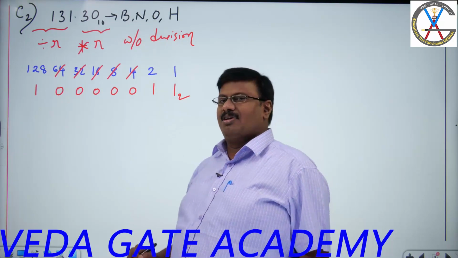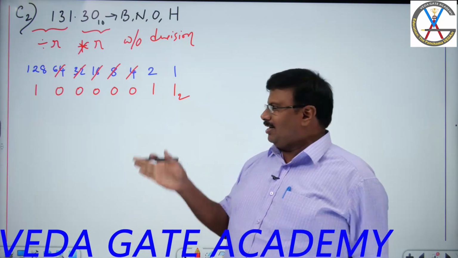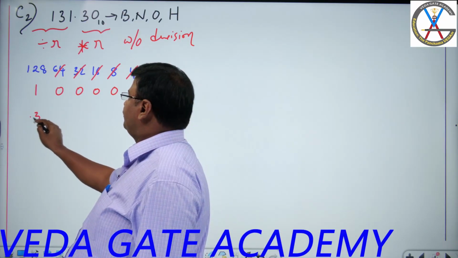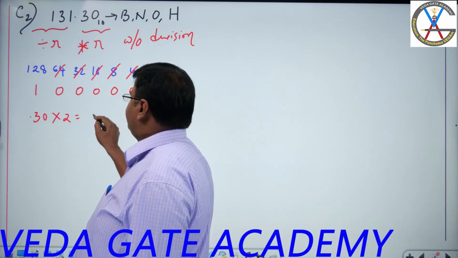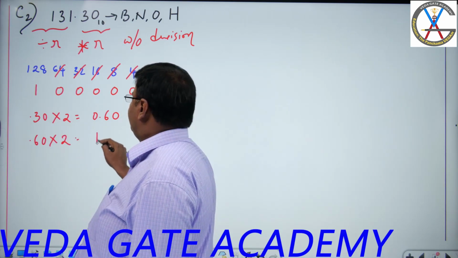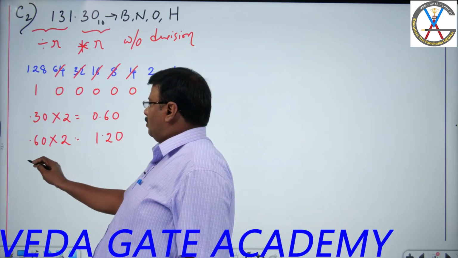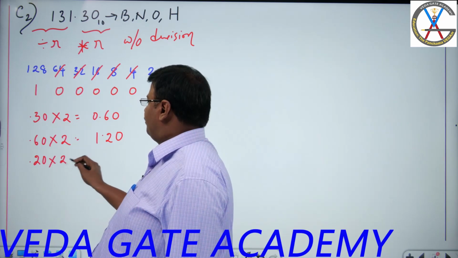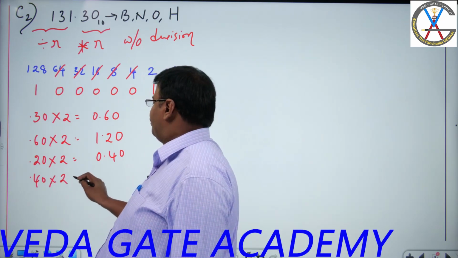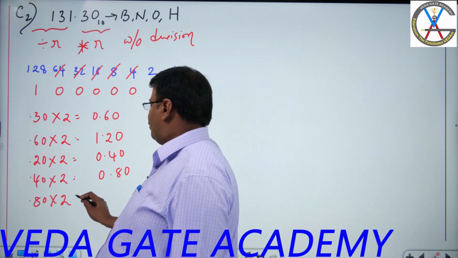And for a fractional conversion, multiplication is the easiest way, because remembering and adding fractional weights is not as easy as with integers. So let us go over the procedure. 0.30 multiply by 2 is 0.6. 0.60 multiply by 2 is 1.2. 0.20 multiply by 2 is 0.4. 0.40 multiply by 2 is 0.8. 0.80 multiply by 2.